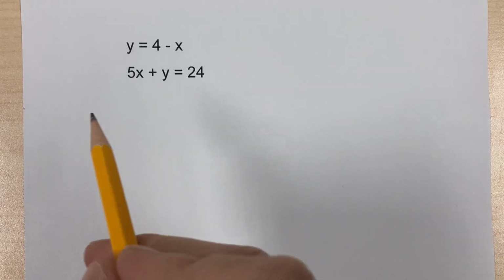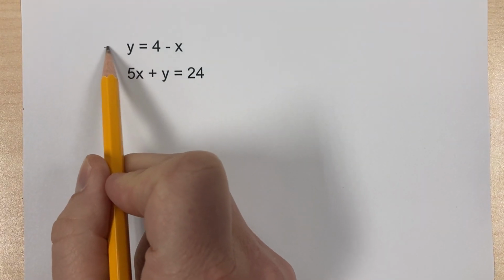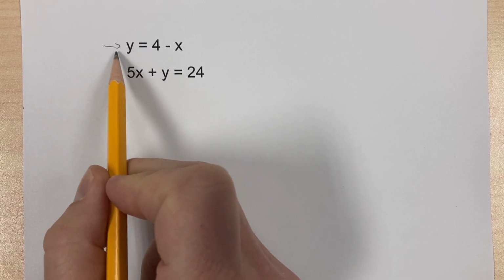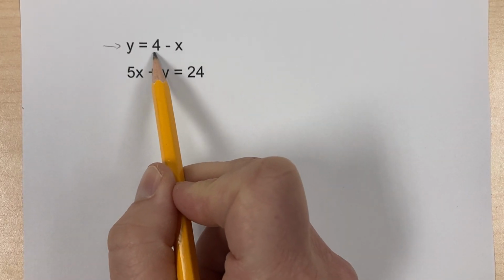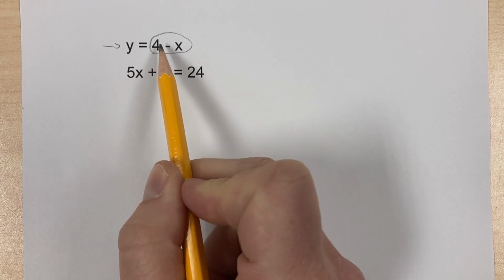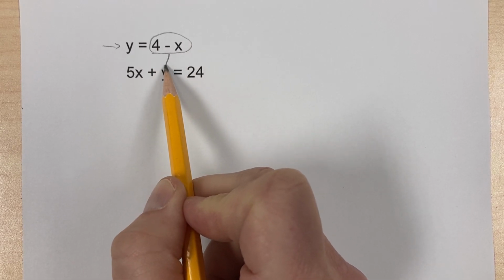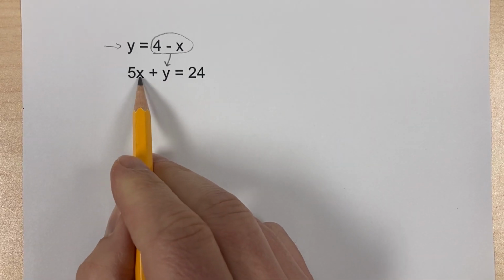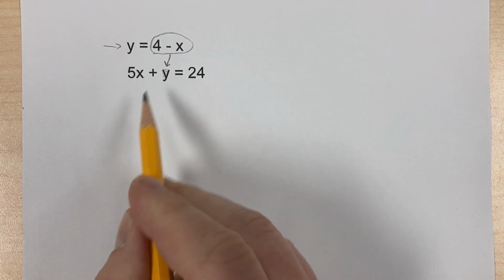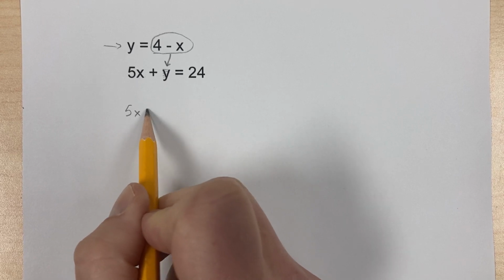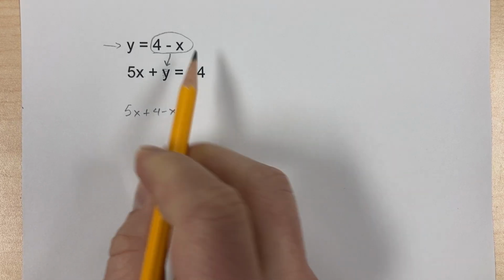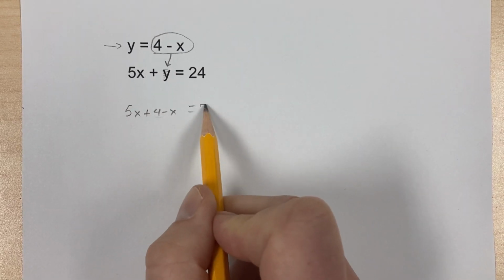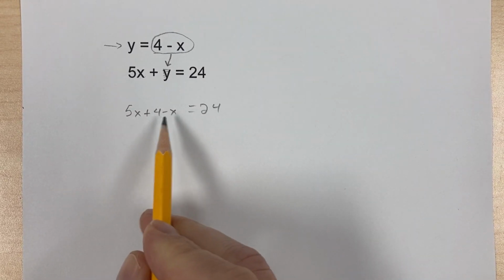So when we have substitution, what we're looking for is a variable that's by itself. You see this y is all by itself. It has nothing adding, nothing multiplying by it. So what that means is we're going to take what it's equal to, which is 4 minus x, and we're going to put that in for the variable in the other equation. So instead of 5x plus y, this y is going to go away, and what we're going to have is 5x plus 4 minus x. This 4 minus x goes in that spot, creates this equation here, which now we should be able to solve.